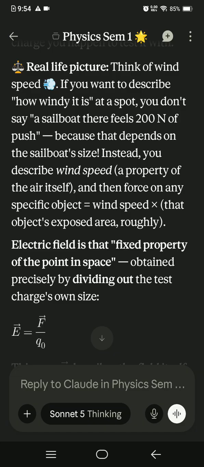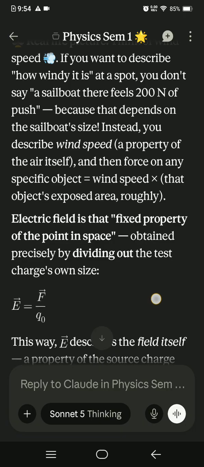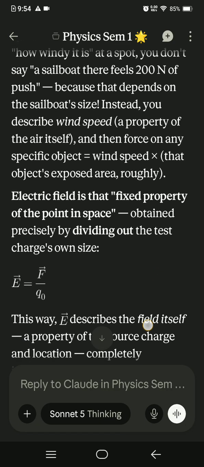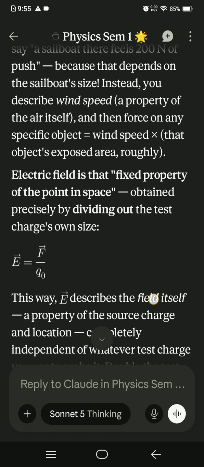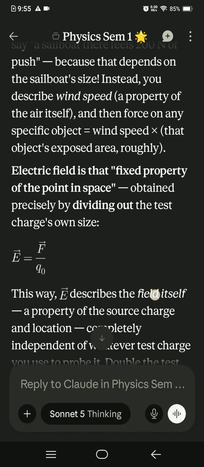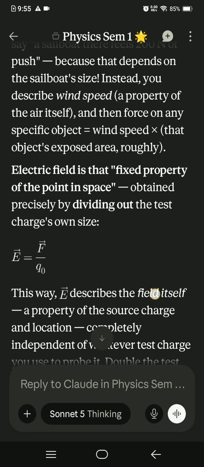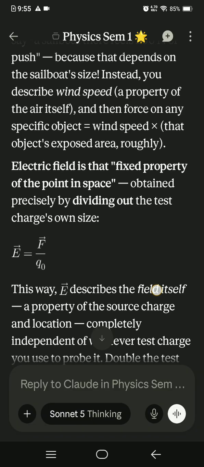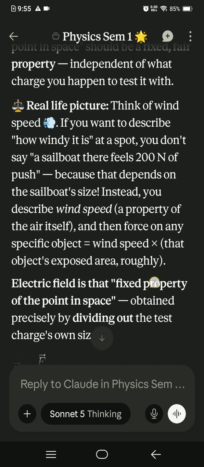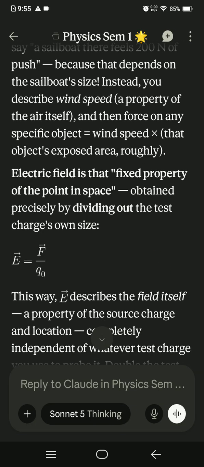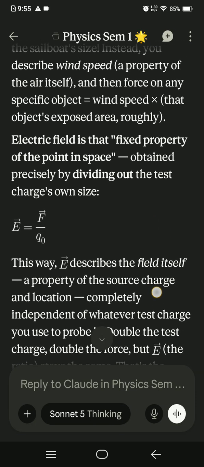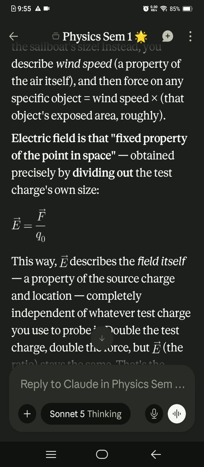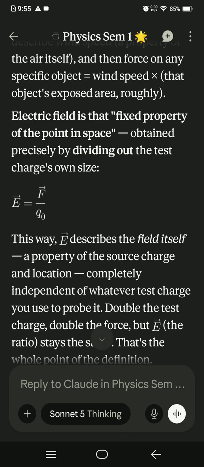Okay, so electric field is that fixed property of the point in space, obtained precisely by dividing out the test charge's own size. So force upon Q naught. I still did not understand why.